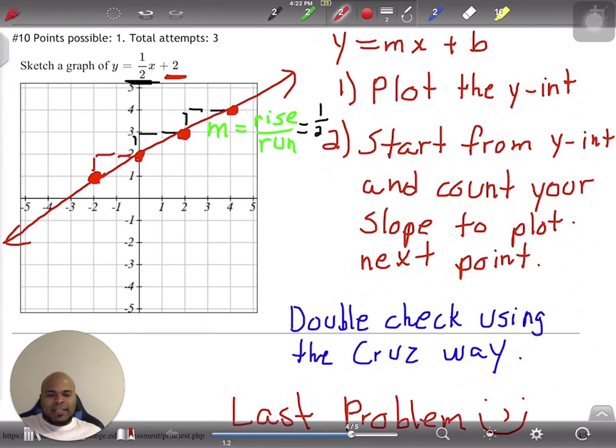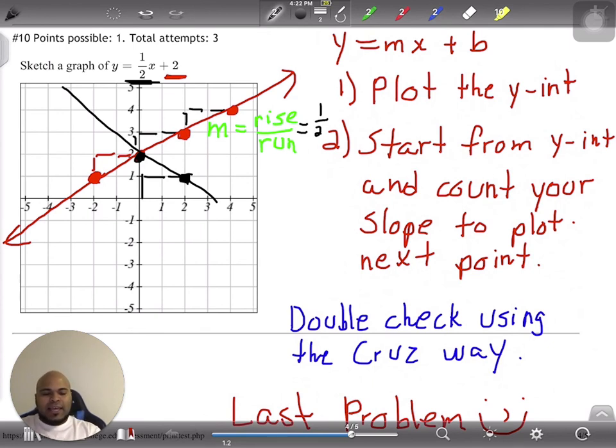Always plot the y-intercept first. The biggest mistake that I see people make is that they plot the 2, but then they go back to the origin to count 1 over 2. That's one mistake. And then you plot the point here. Now this is wrong what I'm doing. Look at that. You're going to get a completely different line.